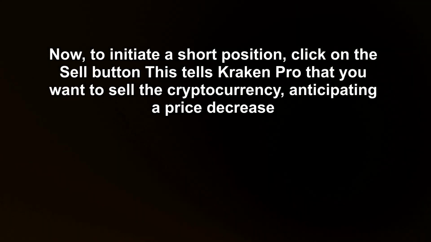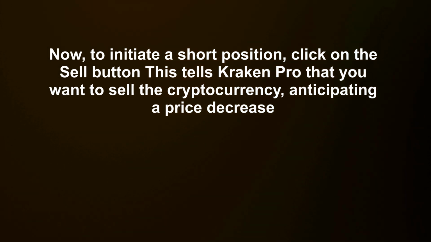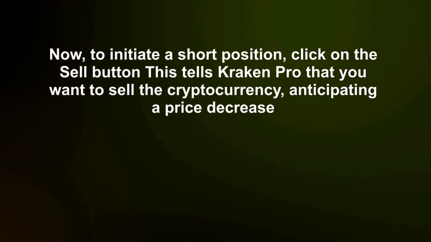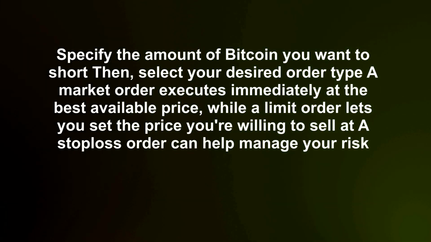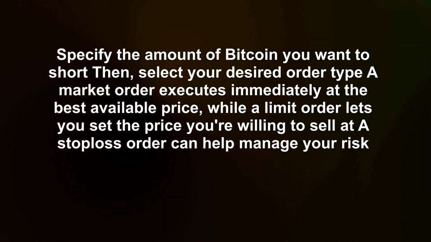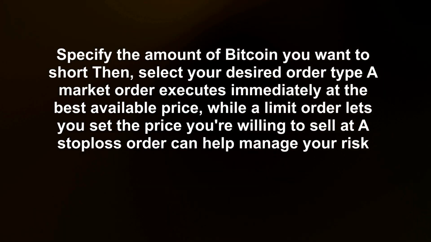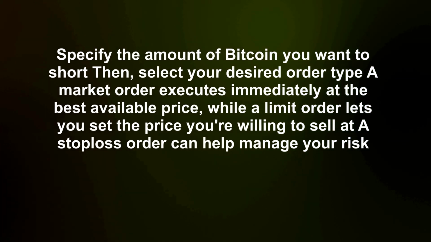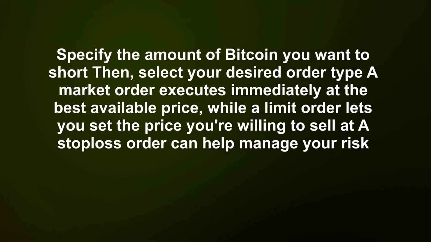Now, to initiate a short position, click on the sell button. This tells Kraken Pro that you want to sell the cryptocurrency, anticipating a price decrease. Specify the amount of Bitcoin you want to short. Then, select your desired order type. A market order executes immediately at the best available price, while a limit order lets you set the price you're willing to sell at. A stop-loss order can help manage your risk.